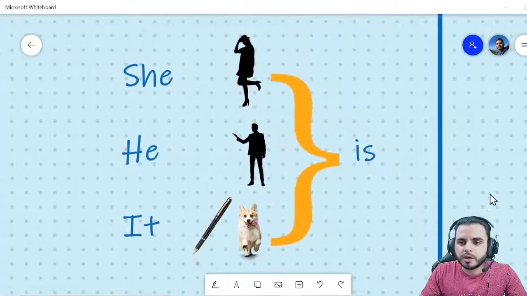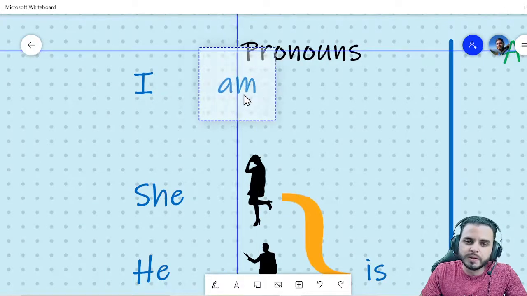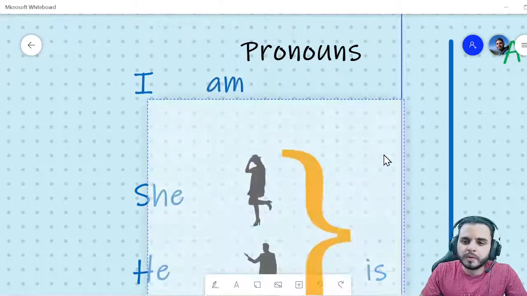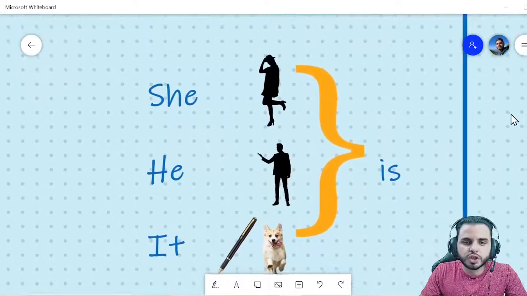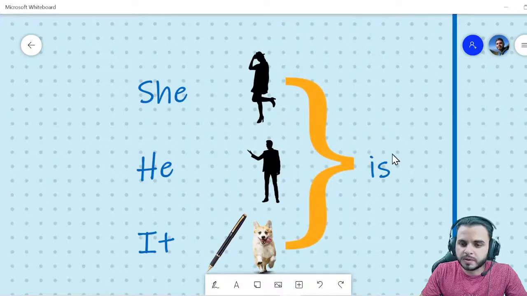Now we're going to see the conjugation for each one of those. So we have here for the pronoun I, I'm going to use am always. Okay, so I have I am. Then we have these three, she, he, or it, and I'm going to use this conjugation, is. So I say she is, he is, or if it is a thing or an animal, I say it is.